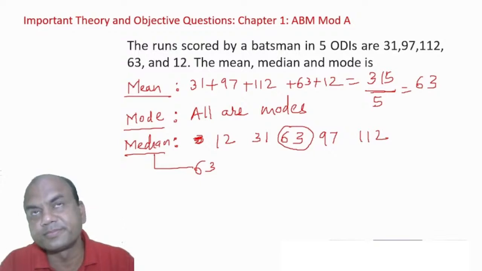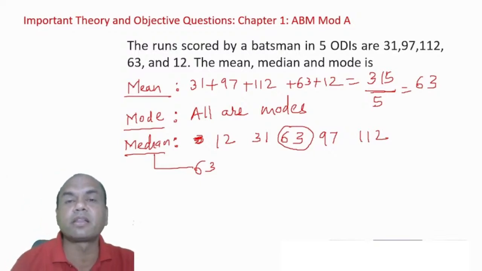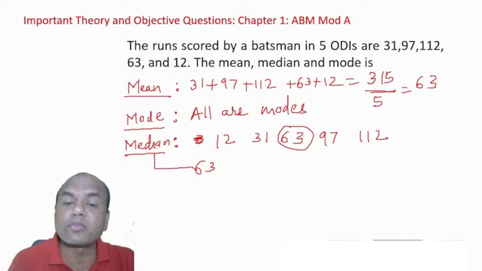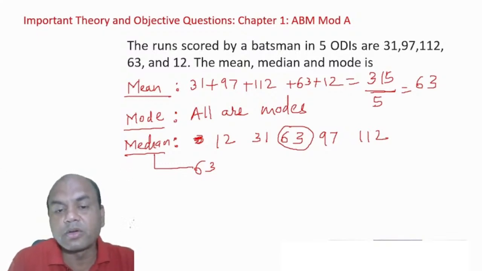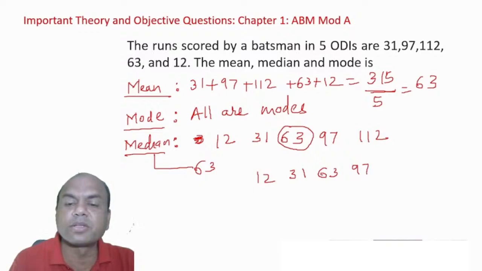Got it, everyone? How to find the median? Arrange them in serial order. Now you'll ask me, sir, this is odd, that's why it's easy. Suppose there had been only 4 numbers: 12, 31, 63 and 97. If only these numbers were there, then what?